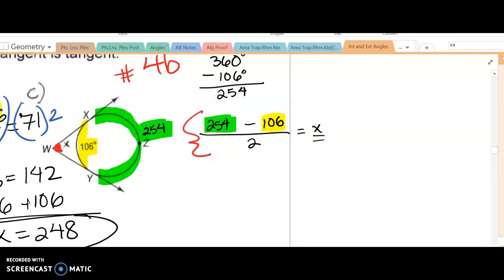So we're going to do the numerator first, 254 minus the 106. That's what order of operations would say to do. So that's 148. 148 divided by 2 gives us 74. So 74 degrees is the exterior angle.